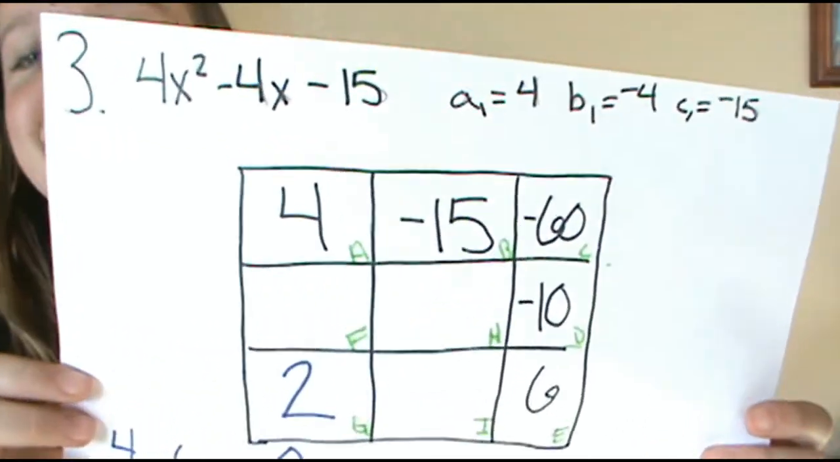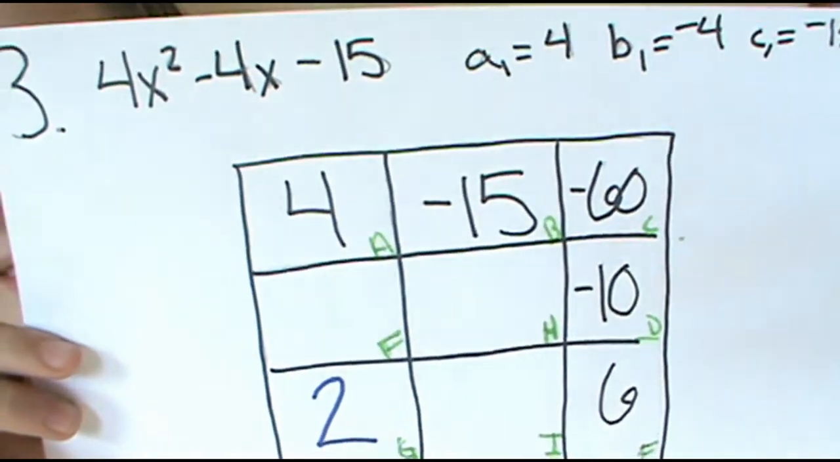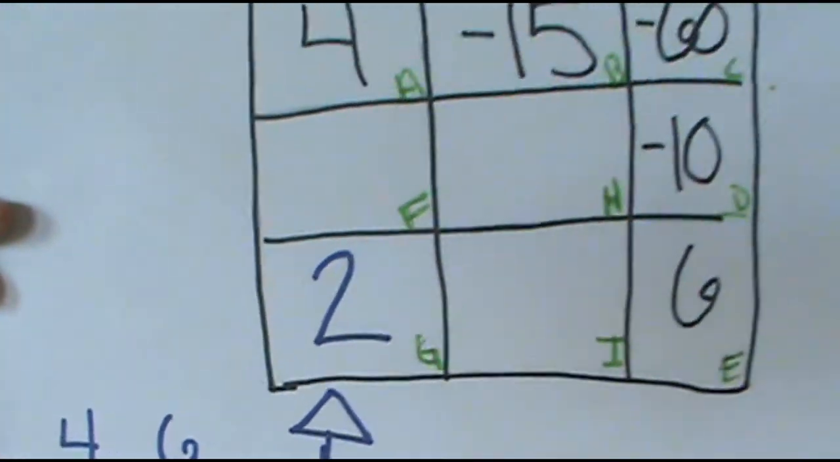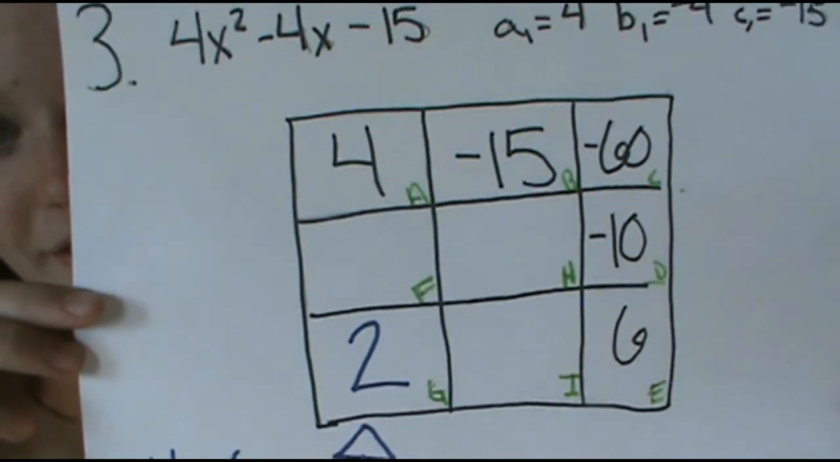Just go. Okay. No number is more common than the number 2. Yes. 2 is in everything. So you find the GCF, you put it in that box, and then ta-da, done with the third step.